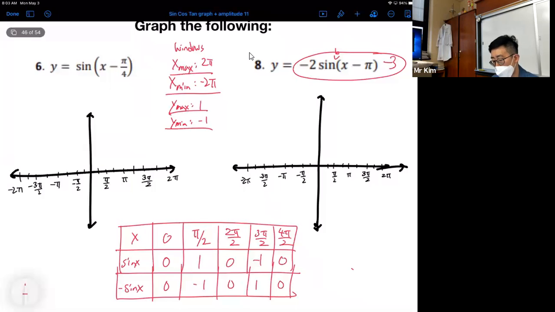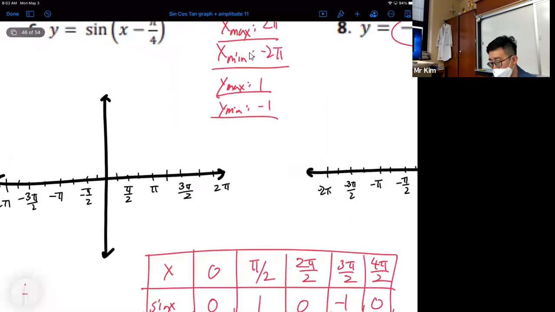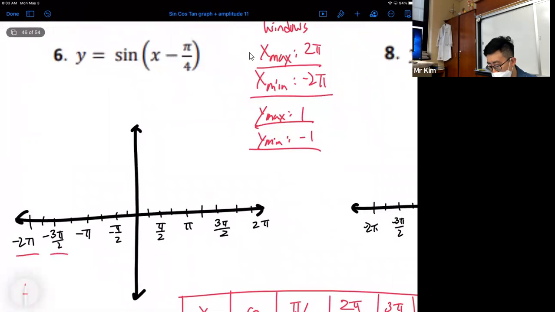The only thing I really worry about is that some of you might not have a good habit of drawing these values out. I need to see this for at least today and tomorrow. Draw the grid in such a way that I will always be able to see pi over 2, pi, 3 pi over 2, and 2 pi. Okay, I just need you to practice that.